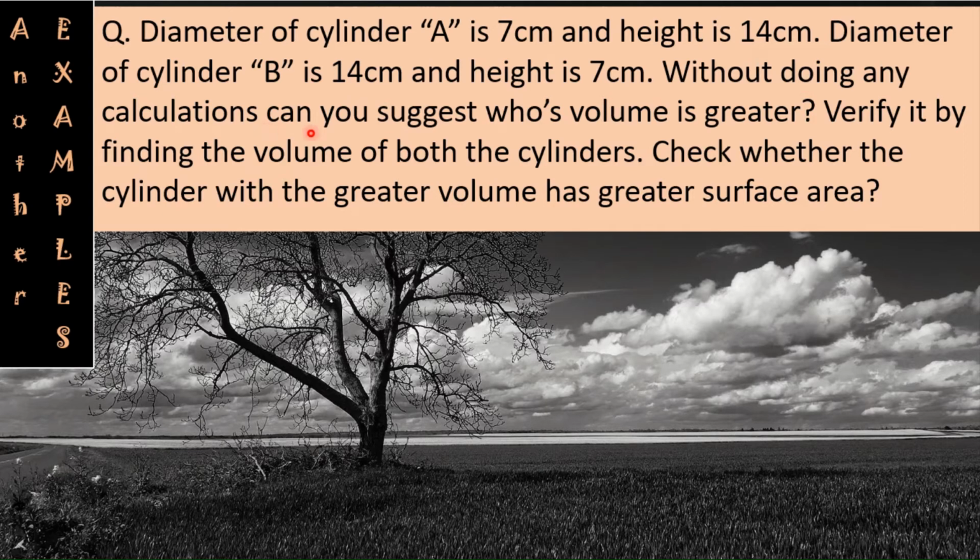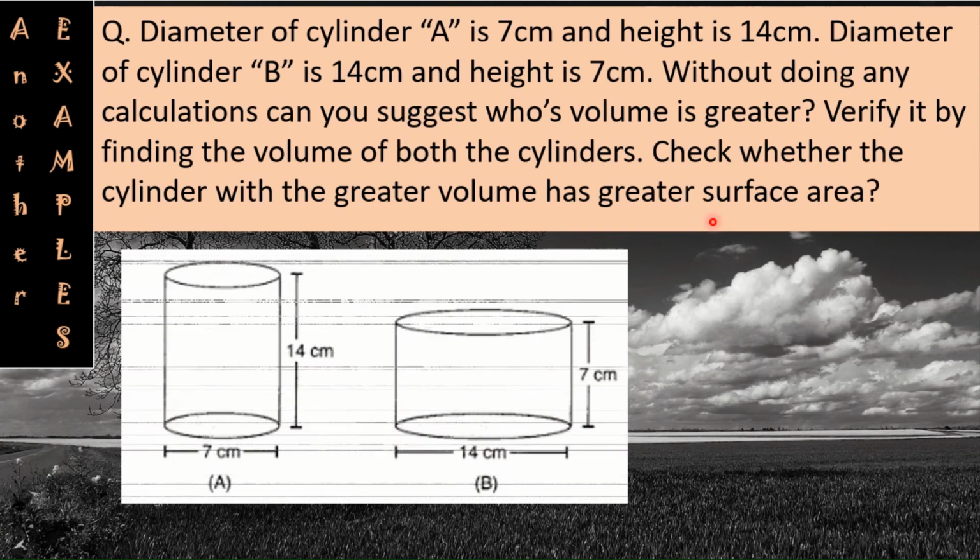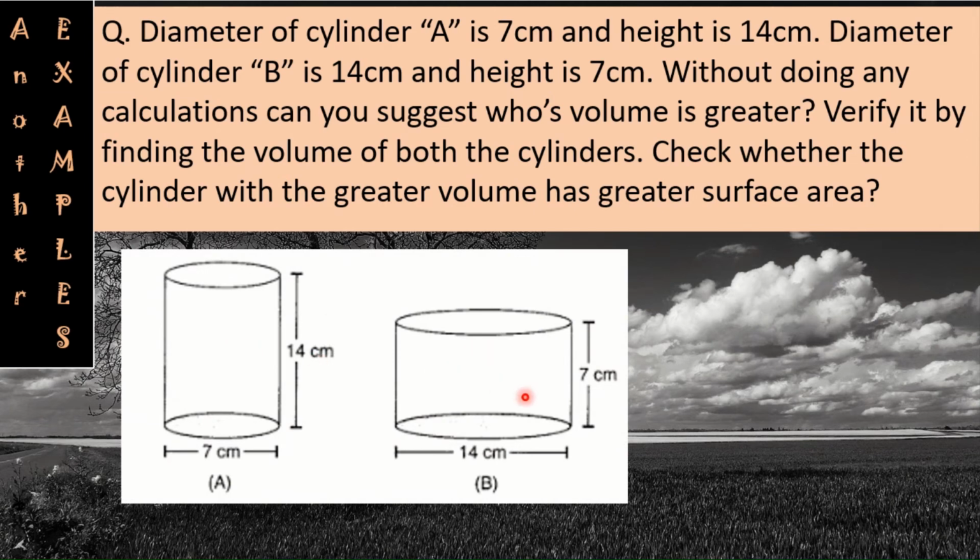Without doing any calculation, can you guess whose volume is greater? Verify it by finding the volume of both the cylinders. Check whether the cylinder with a greater volume has greater surface area also. Wonderful. These are the two cylinders. You can see the measurements are in the reverse direction. So can you guess whether the volume and surface area would be same or different? And if different, which one will have greater? It's your time to guess.